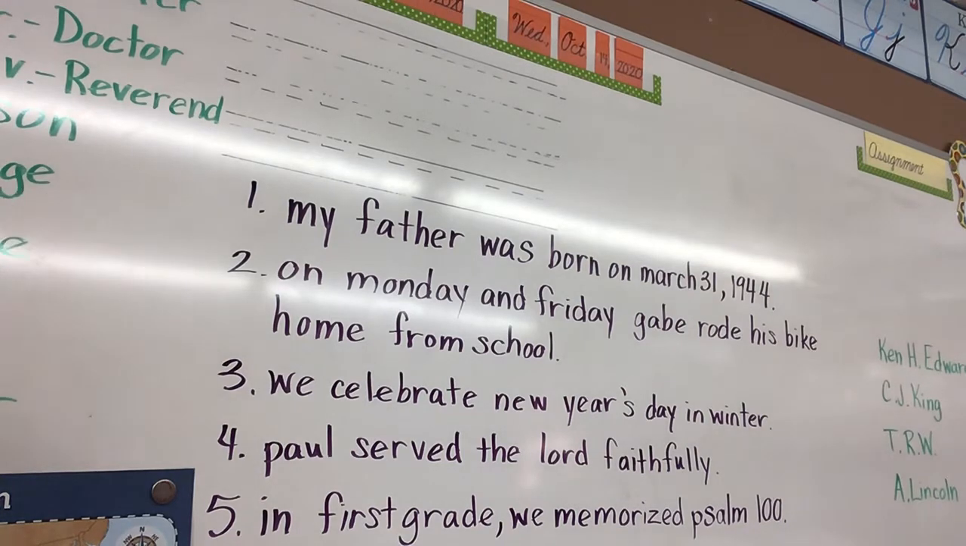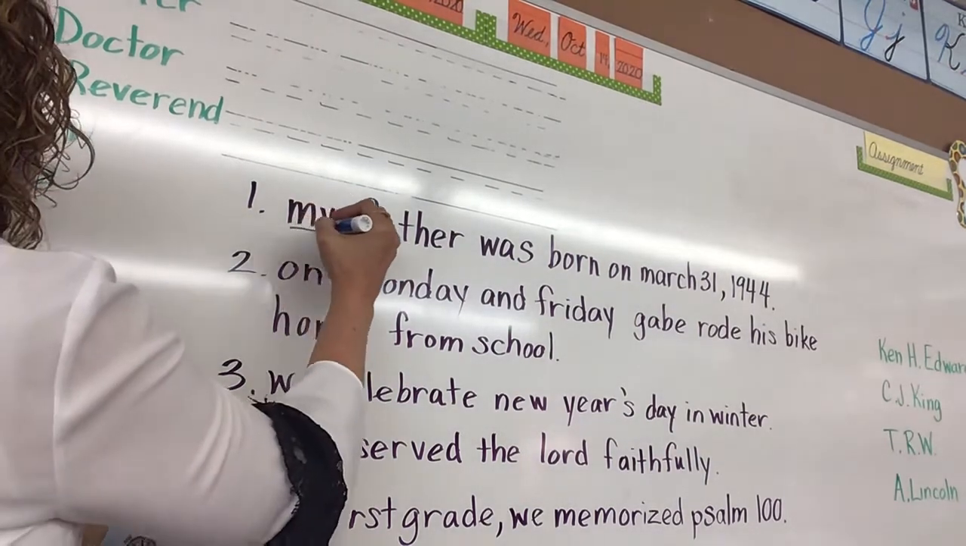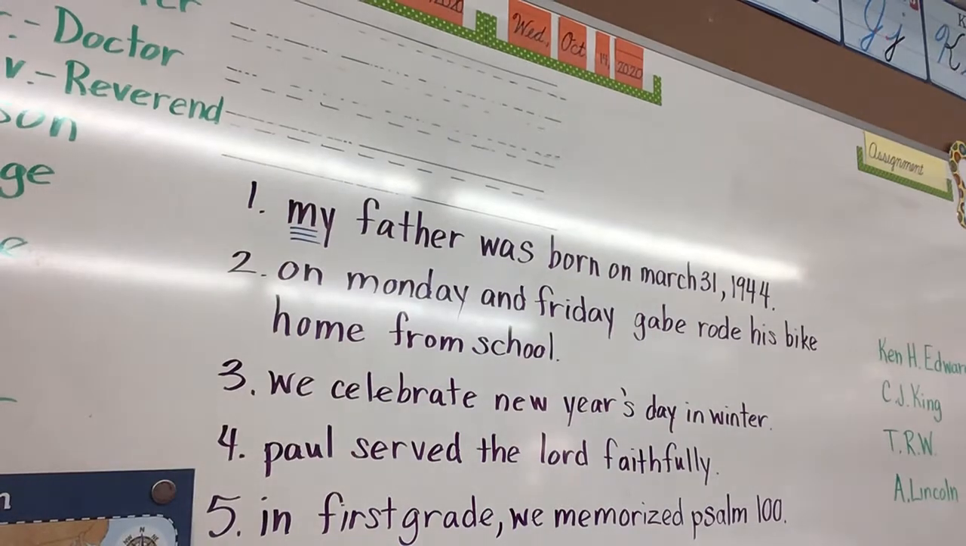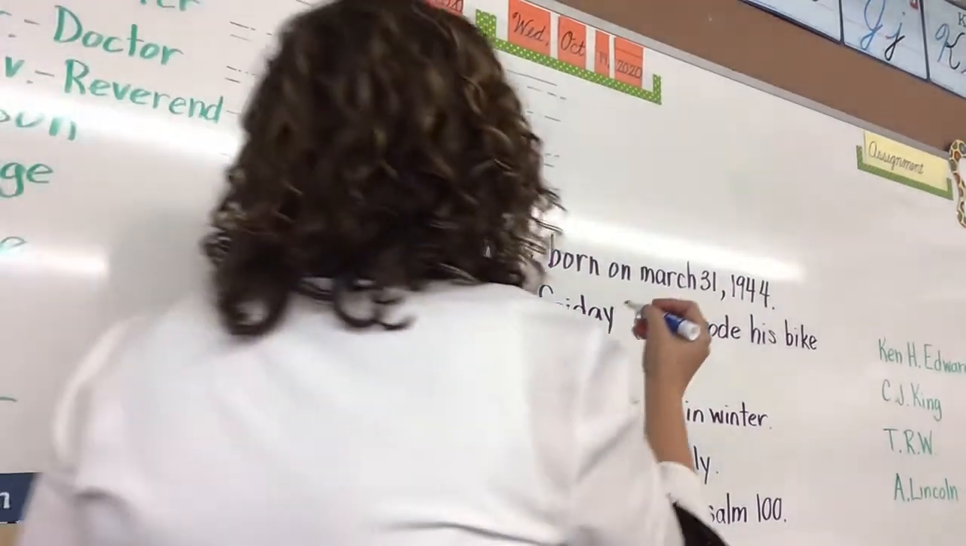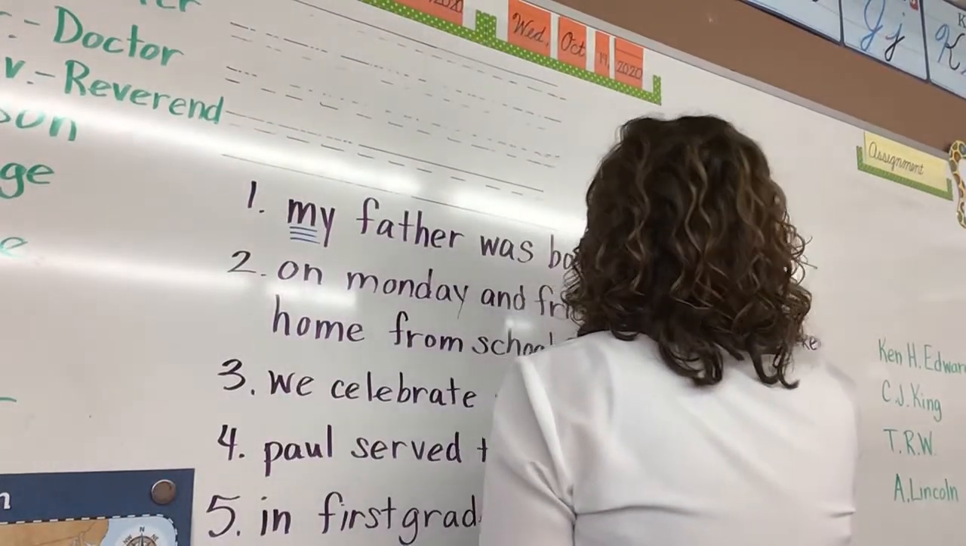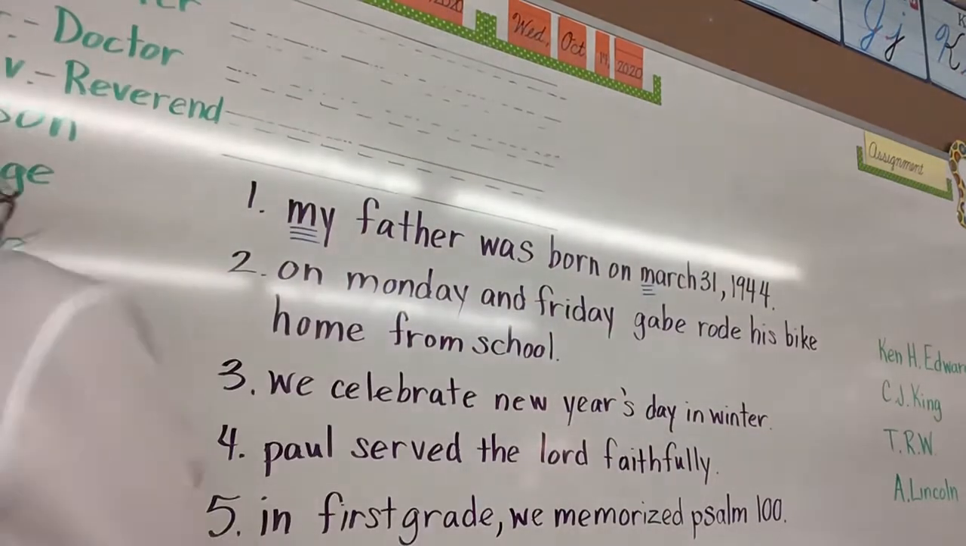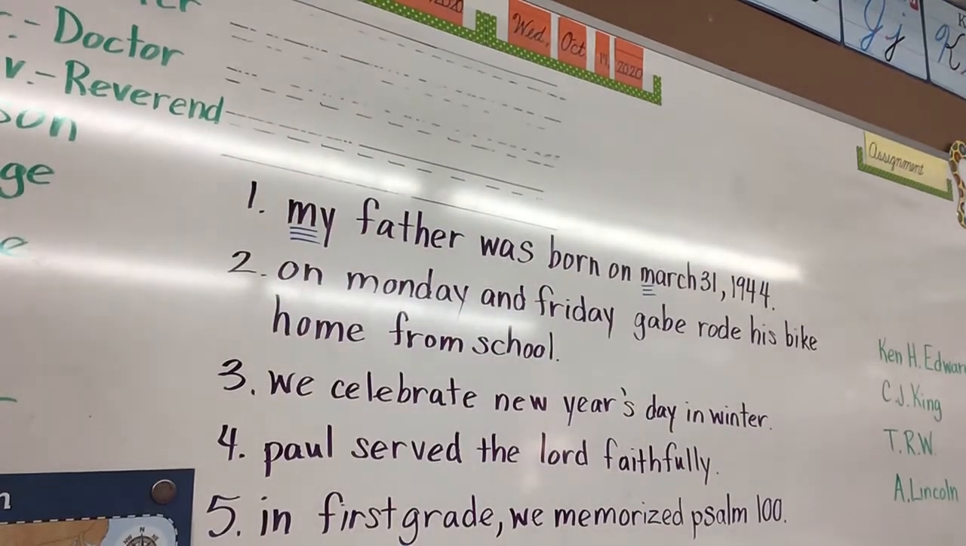Read the first sentence. My father was born on March 31st, 1944. All right, so what do we need to capitalize? My. Why? Because it's the beginning of the sentence. Beginning of a sentence, or you could say first word in the sentence. What else? March. Why? Because it's a month of the year. Month of the year. Very good. Days of the week, months of the year, but not the season.